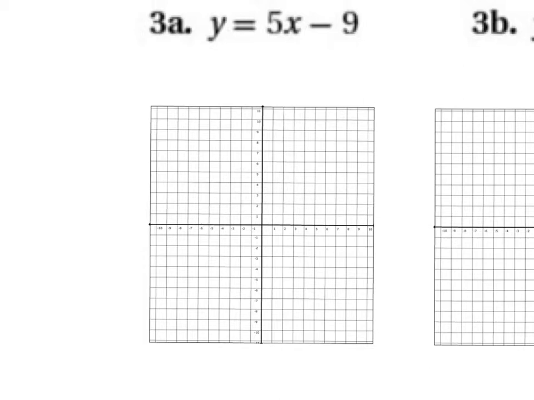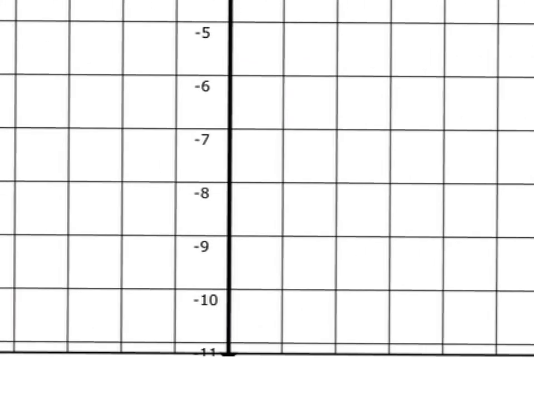The first one, 3a, is indeed linear. It follows the form y equals mx plus b. That is the slope-intercept form. First move is to look at minus 9 and go to the negative 9 on the y-axis. So here is negative 9 on the y-axis. Make a dot. Yeah, it goes down to negative 7.